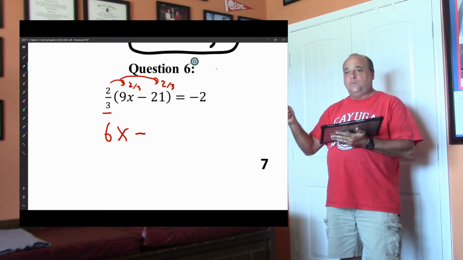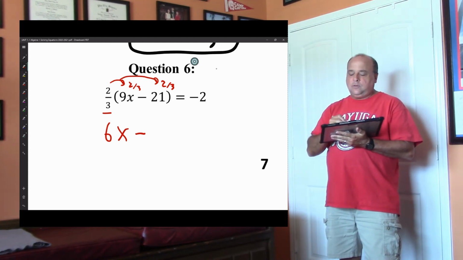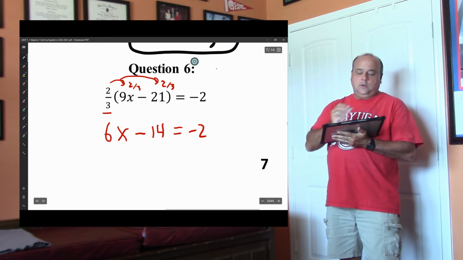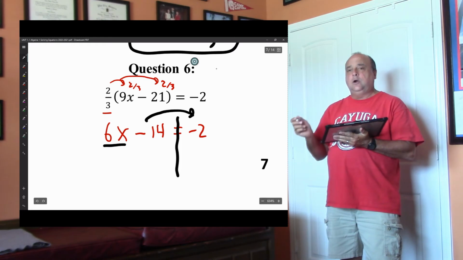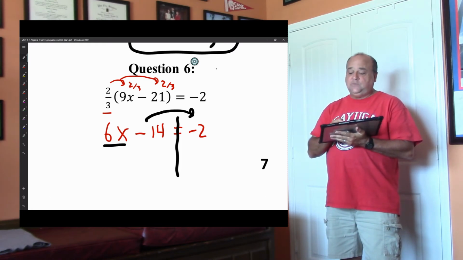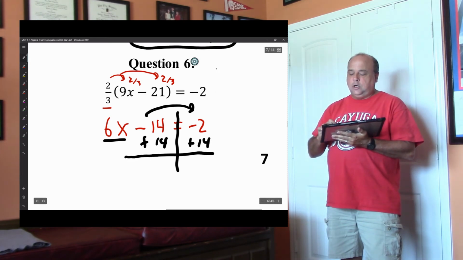21 times 2 is 42. 42 divided by 3 is 14. Equals -2. Draw a bar through the equal sign. The 6x is on the left, so the numbers have got to go to the right. The opposite of minus 14, you're doing the same thing over and over, aren't you? It's plus 14, draw your bar.